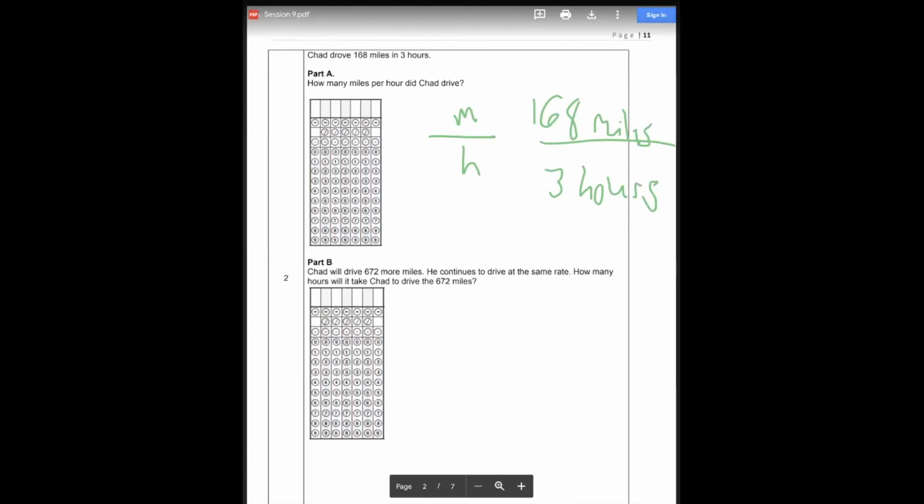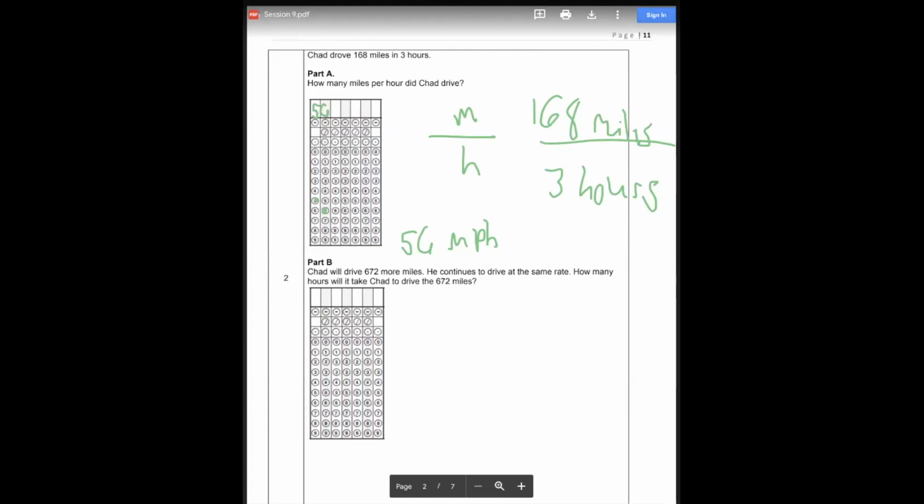And then when you do that, again, you can use your calculator. 168 divided by 3, you get 56. So how many miles per hour did Chad drive? He drove 56. That's simple. And then let's look at part B.